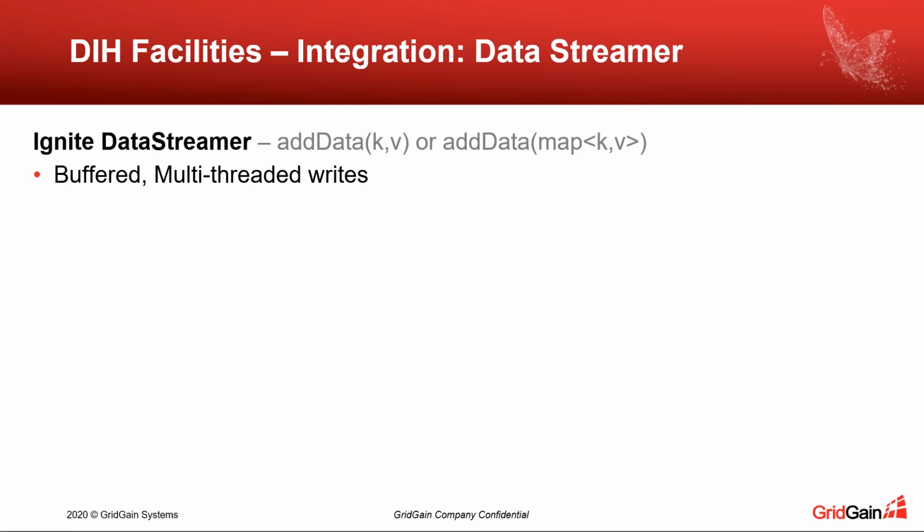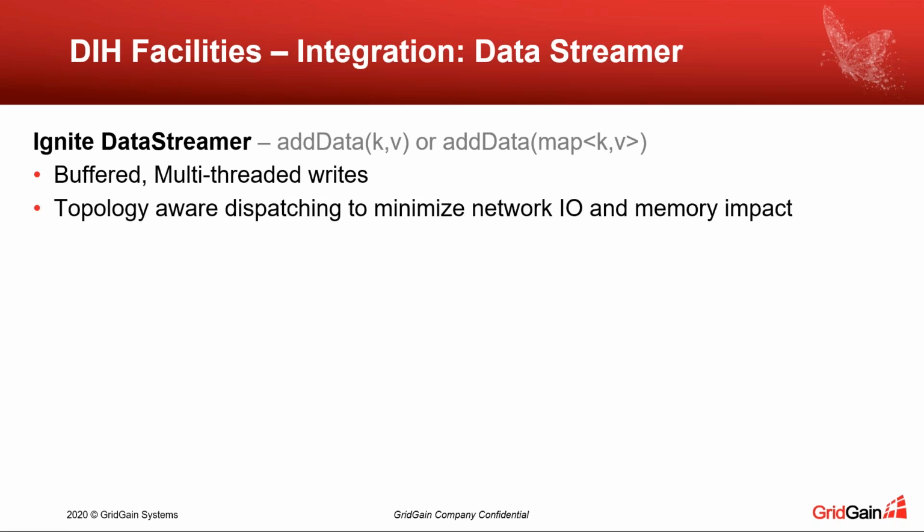Now, the Ignite data streamer provides buffered, multi-threaded writes, topology-aware dispatching to minimize your network I/O and memory impact. I should just remind the audience that Ignite is a highly distributed cluster. So being topology aware means that the data streamer can send the data to the right node to load and store the data in the right place. So that's why you get to minimize network I/O. There's no redirecting through some kind of proxy.